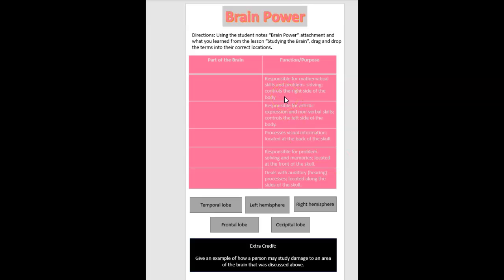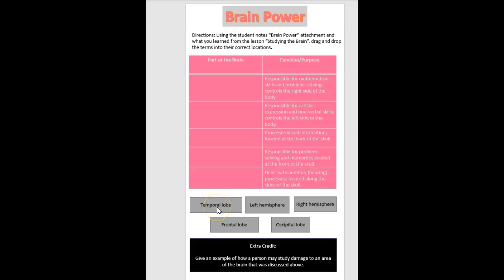First one here: responsible for mathematical skills and problem solving, controls the right side of the body. Responsible for artistic expression and nonverbal skills, controls the left side of the body. Processes visual information, located at the back of the skull. Responsible for problem solving and memories, located at the front of the skull. And deals with auditory or hearing processes, located along the sides of the skull.